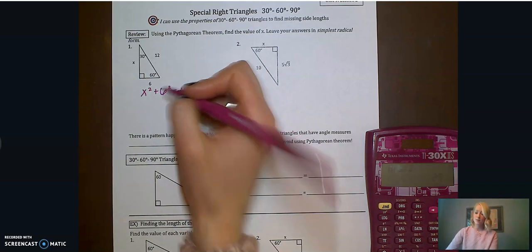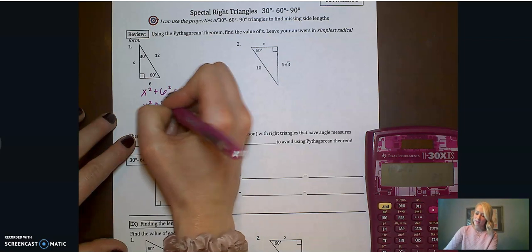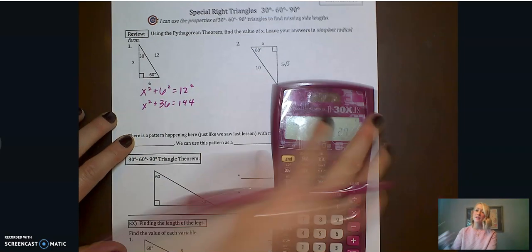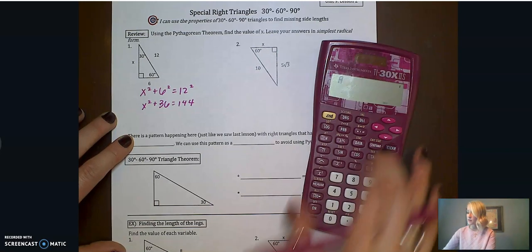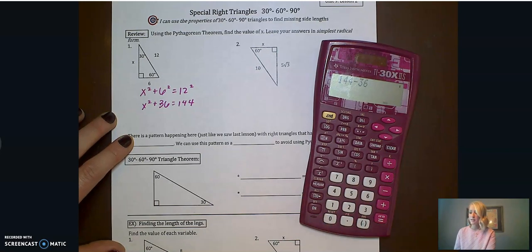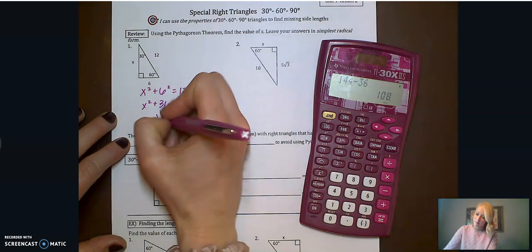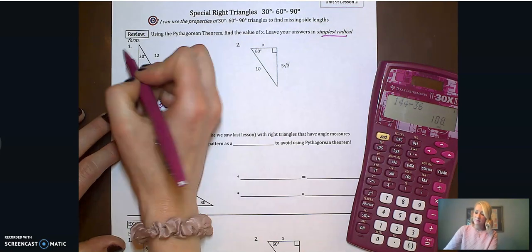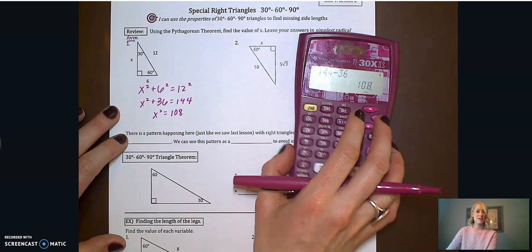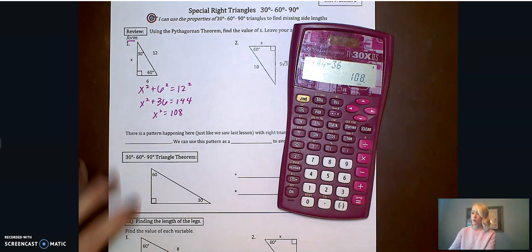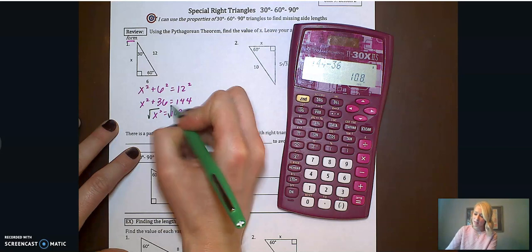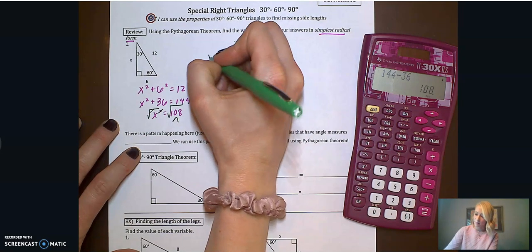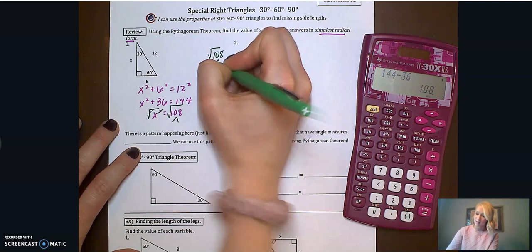Do your exponents first, order of operations. So 36, 144. Then subtract the 36 over. So 108. And notice that it does say again, which it probably will on both of these lessons, simplest radical form. So when I go to square root this, I need to do a factor tree on 108, which I'm definitely going to run out of room. So let's do it up here.